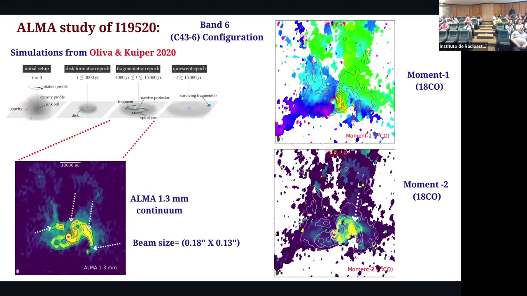And this is the moment one map of the C18O. You can see the contours here show the continuum emission. And you can see a velocity gradient around this structure. So it could be due to the rotation of the structure or something. I'm also showing the moment two map of the C18O. You can see high velocity dispersion, particularly in this spiral kind of structure. Here you can see high velocity dispersion here and here. So this is about the moment one map and moment two map.